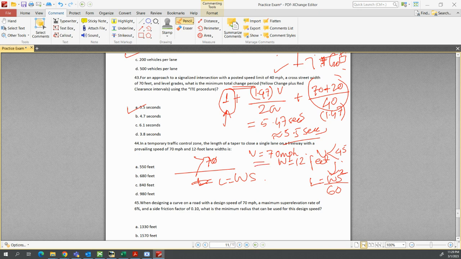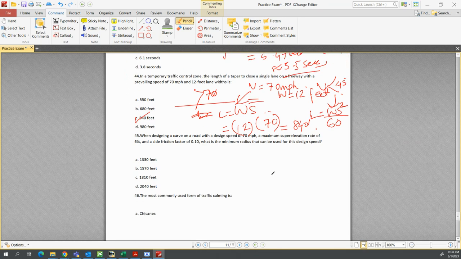V is 70. It's much greater than 45, right? It's 45 and above. So at that time you have to use this formula WS. Here your W is a 12-foot lane and your speed is 70. So from here, if you put it in, you will get 840 feet.